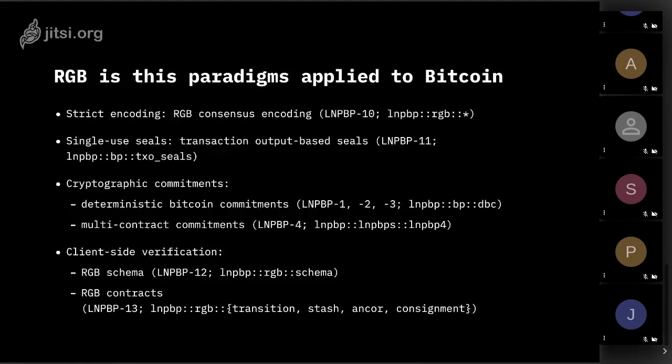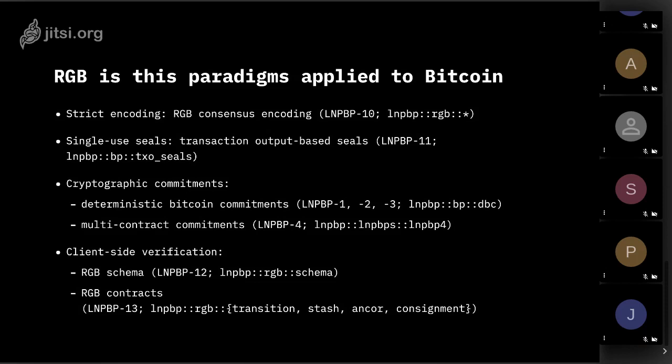RGB is basically these paradigms, which lie outside the scope of Bitcoin, applied to the Bitcoin transaction graph, not the Bitcoin blockchain, but the Bitcoin transaction graph, which may reside in both the Bitcoin blockchain or a Lightning Network channel. It uses the specific RGB consensus encoding defined in this specification, LNPBP 10, and in the code at this address within the Rust LNPBP library. It takes single-use seals and applies them to the Bitcoin blockchain, creating transaction output-based seals, another standard, and code reference.